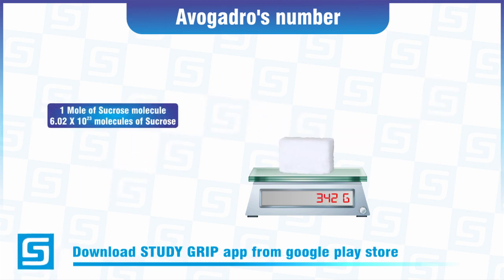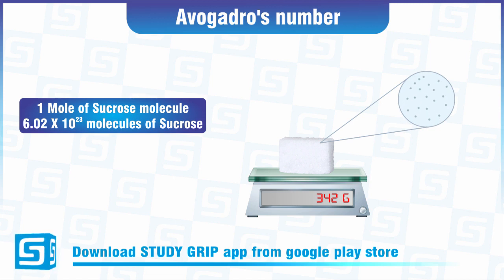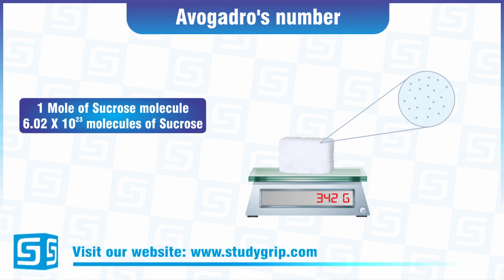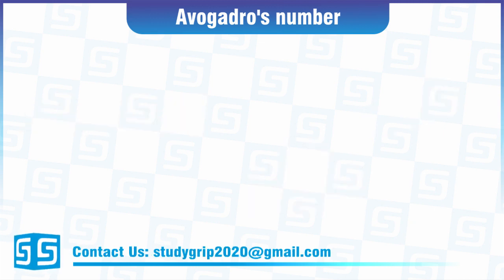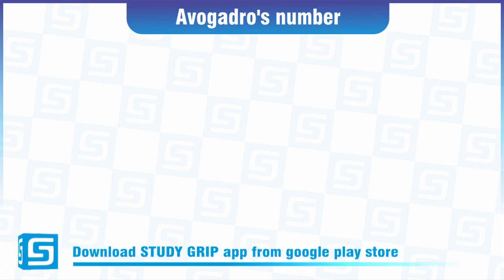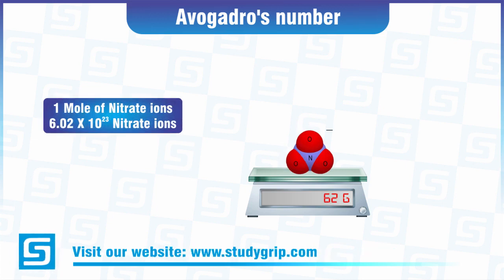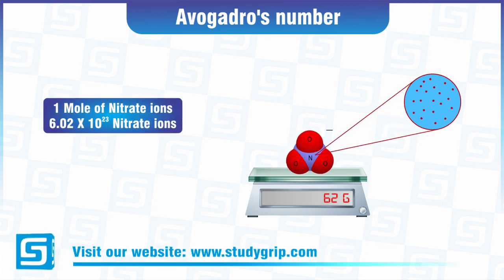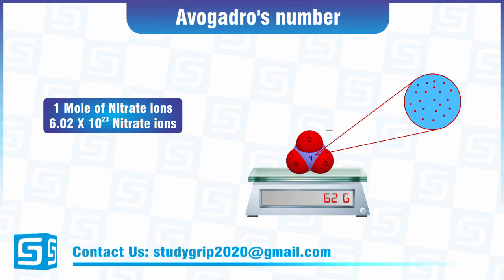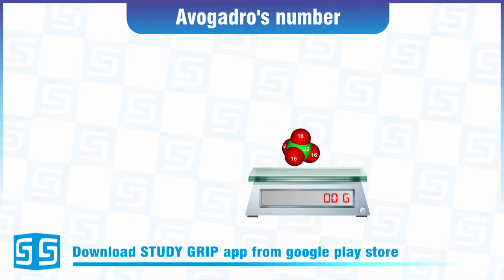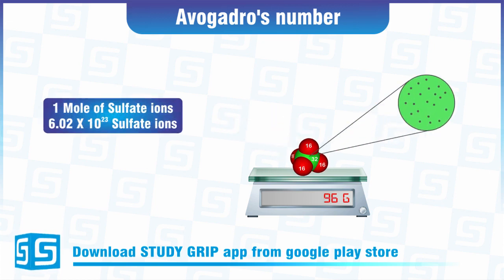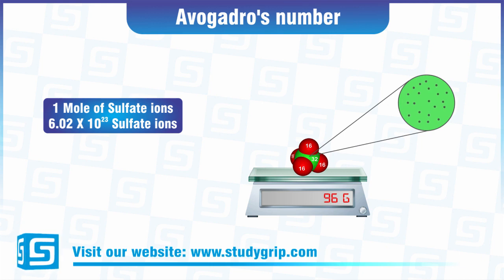342 gram of sucrose is equal to 1 mole of sucrose molecules. It always contains 6.02 × 10^23 molecules of sucrose. Dear students, in this way, 1 mole of different ions has different masses and contains the same number of ions. 62 gram of nitrate ions is equal to 1 mole of nitrate ions. It always contains 6.02 × 10^23 nitrate ions. 96 gram of sulfate ions is equal to 1 mole of sulfate ions. It always contains 6.02 × 10^23 sulfate ions.